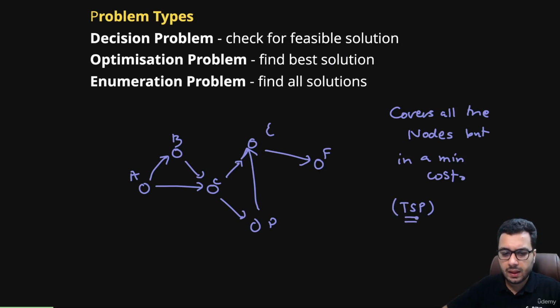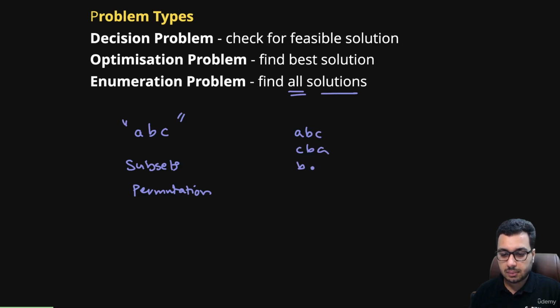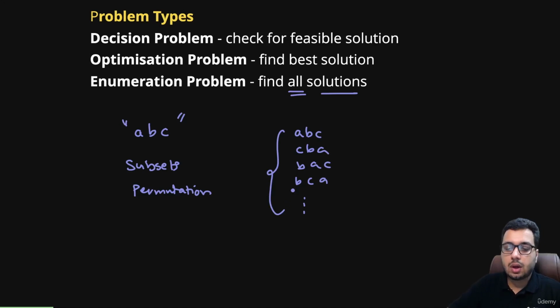Another is an enumeration problem, where we need to find all the possible solutions. Let's say we are given a string abc, and we want to find all the subsets of this particular string, or maybe we want to find all the permutations of this particular string. If we talk about permutations, it would be abc, cba, bac, bca, and so on. We will have 3 factorial, that is 6 permutations. So this is about finding all the permutations.